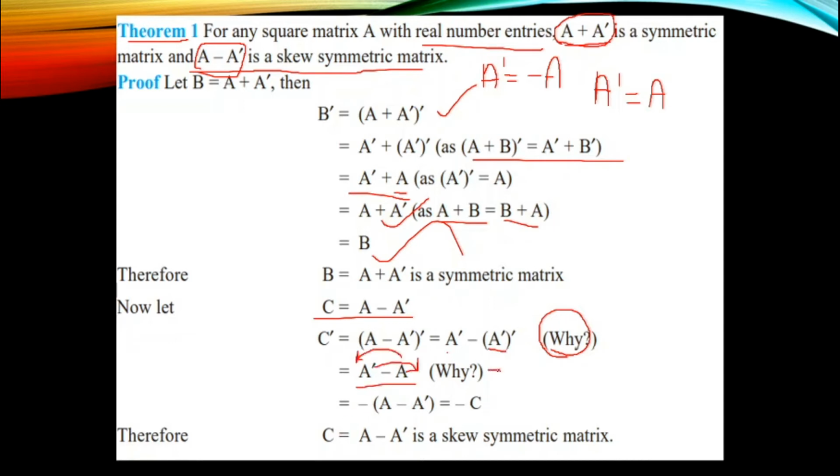So we got it, right? Your next step will be minus A plus A dash. Only that step they have skipped, so it's not for you to get confused or something. So here you take minus common. When you take minus common, within bracket what will be left? A minus A dash equal to minus C. So we got it, right? So we can say that A minus A dash is a skew symmetric matrix.